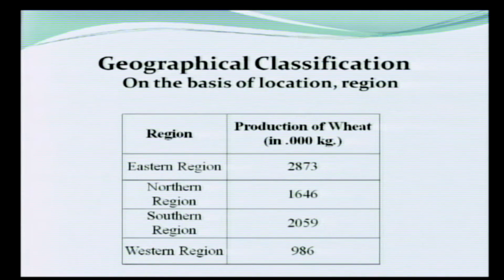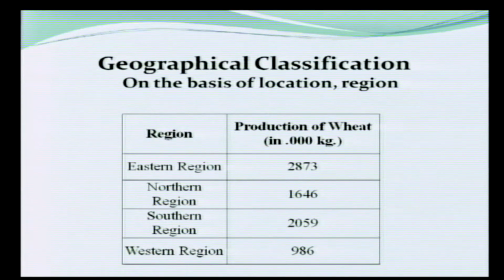First of all, the geographical classification. The geographical classification can be done on the basis of location, region, etc. Geographical classification is used when we have data on different commodities, for example, the production of wheat. The production of wheat in some particular cycle can be classified for the whole of India into four regions. The regions may be eastern region, northern region, southern region and western region, and the magnitude can be put against each particular region.